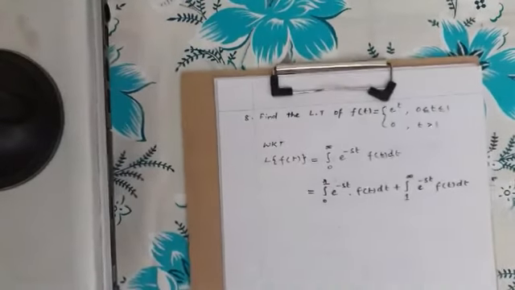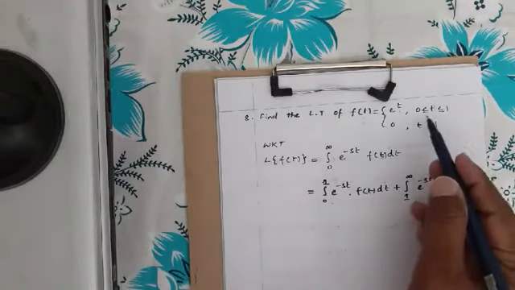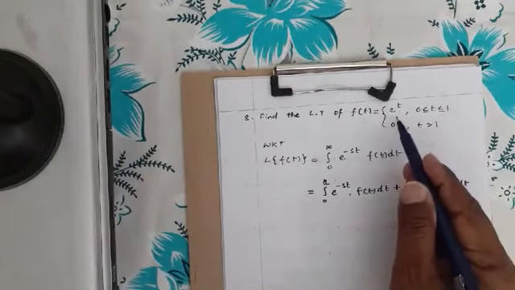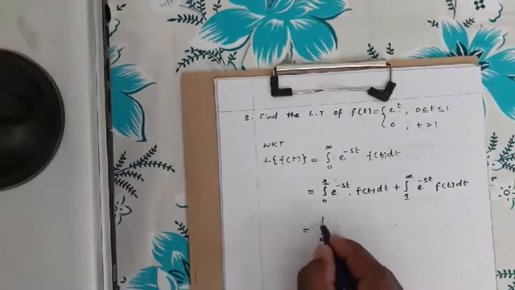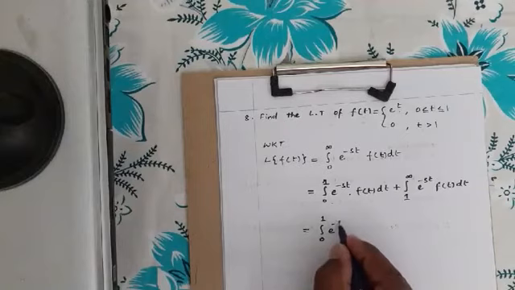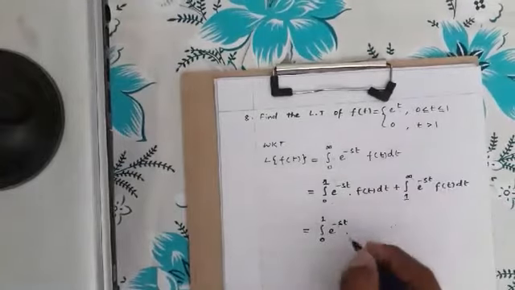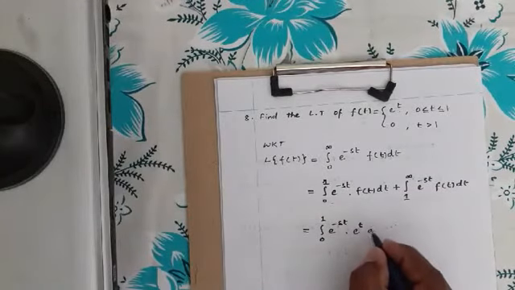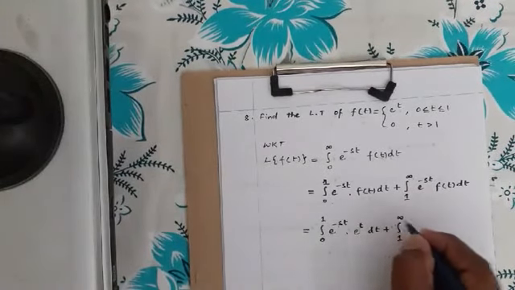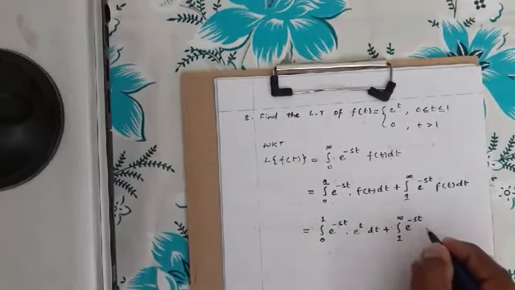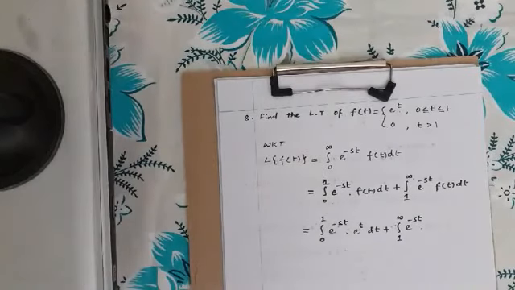Now you can apply f of t by seeing the limits. From 0 to 1 we have f of t as e power t, so we write that is equal to integral 0 to 1 e power minus st as it is, into, in the place of f of t we write e power t, dt, plus integral again 1 to infinity e power minus st. Here t greater than 1 means 1 to infinity.